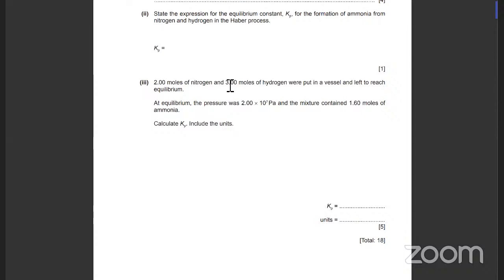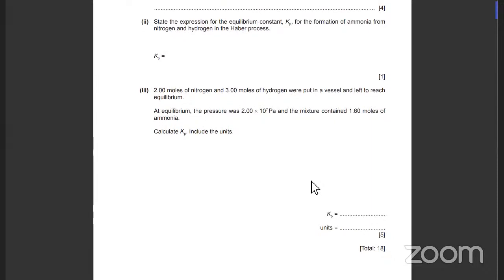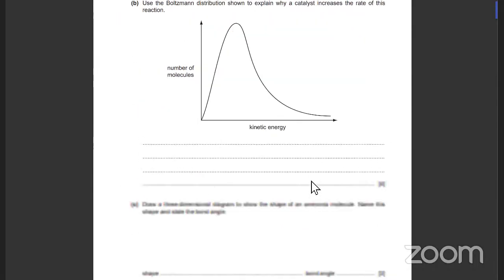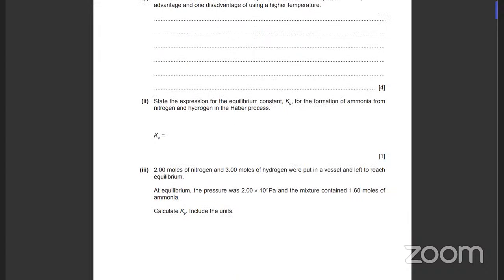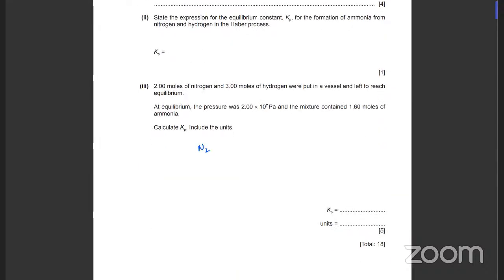Okay, yes. There's nitrogen and hydrogen. So what are you getting? You're getting 2.85 into 10 to the power minus 13. What's the answer? 2.88. So let's quickly do this. What is the reaction? It's N2 plus 3H2, and it's in equilibrium with 2NH3, right?